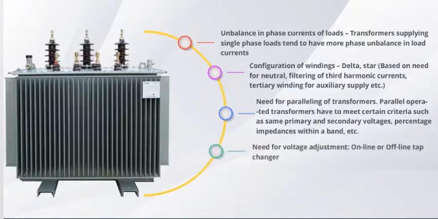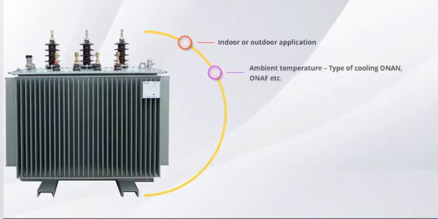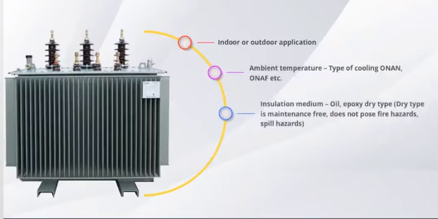Need for voltage adjustment. On-line or off-line tap changer. Voltage regulation and efficiency that is required. Indoor or outdoor application. Ambient temperature. Type of cooling, ONAN, ONAF, etc. Insulation medium, oil, epoxy dry type. Dry type is maintenance-free, does not pose fire hazards, spill hazards.